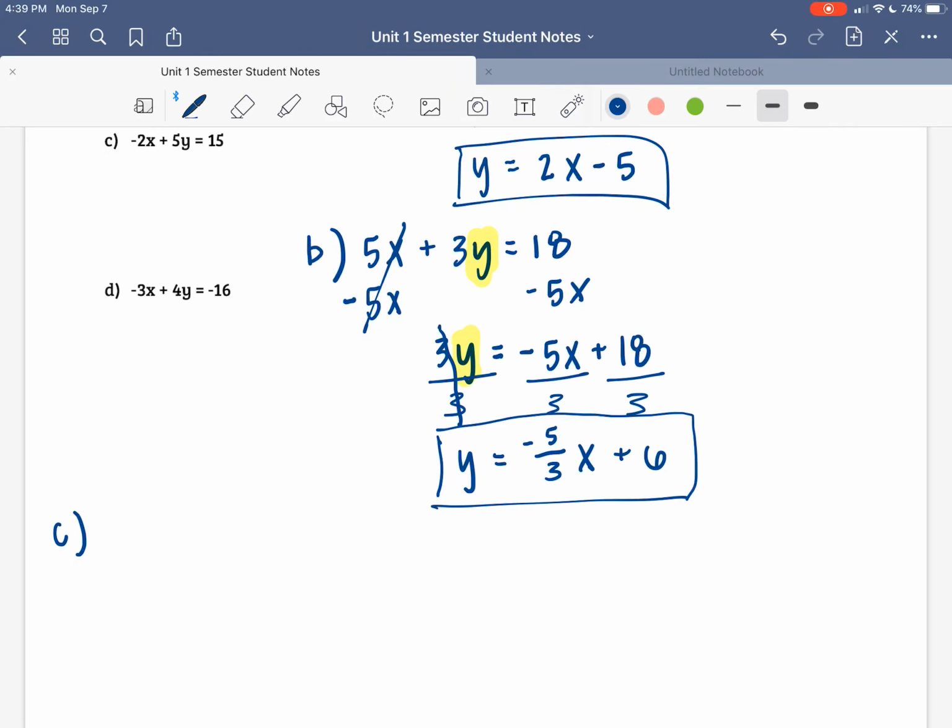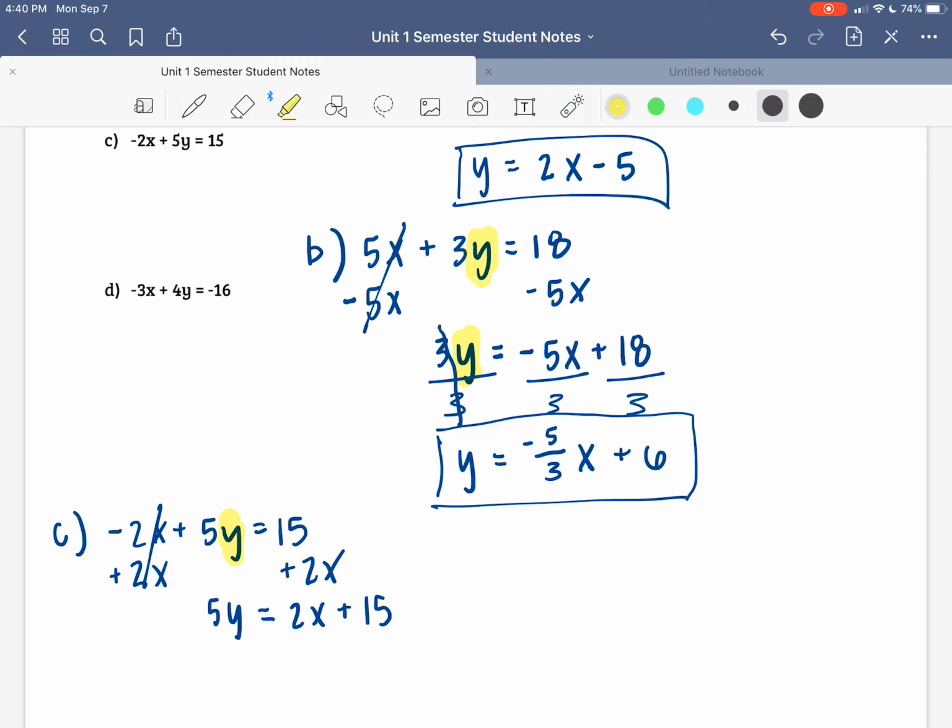So for example C, we've got negative 2x plus 5y equals 15. Trying to get y by itself. So this time, when I go to move the x to the other side, it says minus 2x, so I've got to do the opposite and add 2x on both sides. That's going to give me 5y equals, and again, I'm going to put the x first when I write this, 2x plus 15. They were both positive.